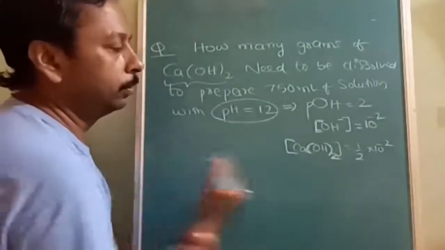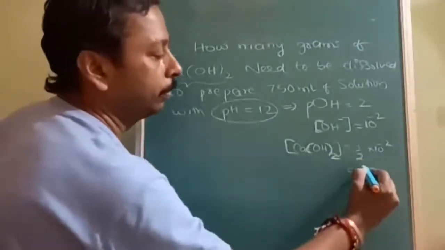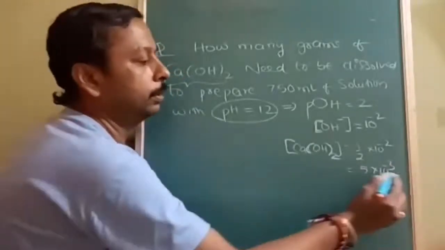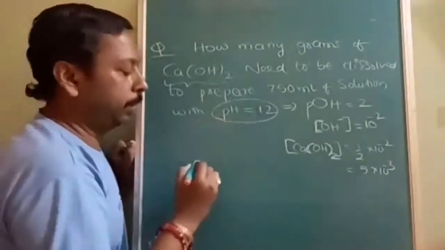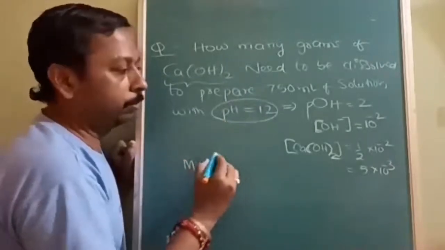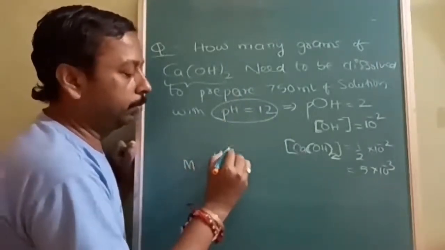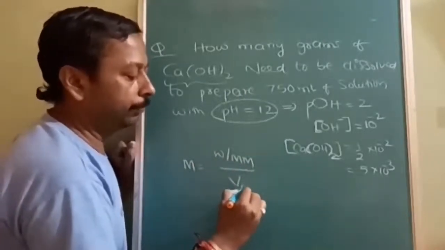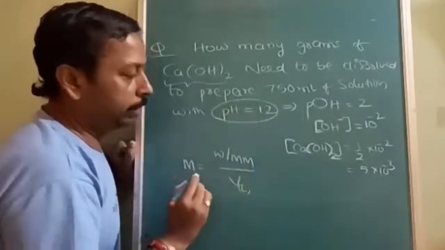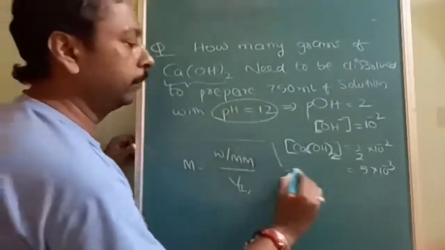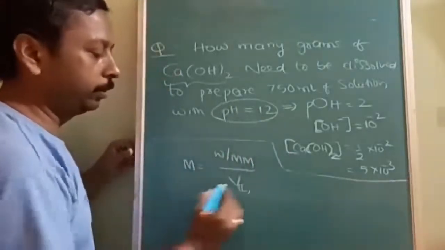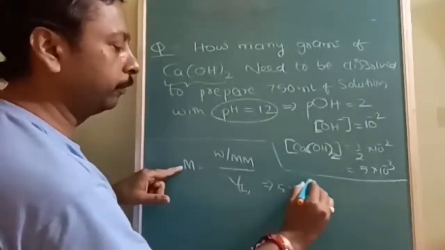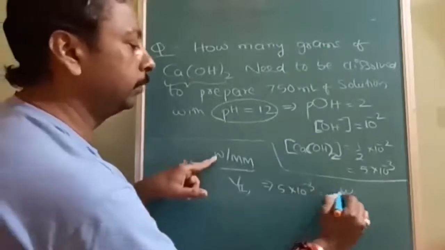Okay. So 0.5 it is. So it will be 5 into 10 to the power of minus 3. Okay. This is concentration. Now mass. Molarity is equal to mass upon molecular mass divided by volume in liter. Okay. So directly I am writing slowly. If you are doing the first question, then second question will be short enough. So here it is going to be 5 into 10 to the power of minus 3. Mass is the one we want.